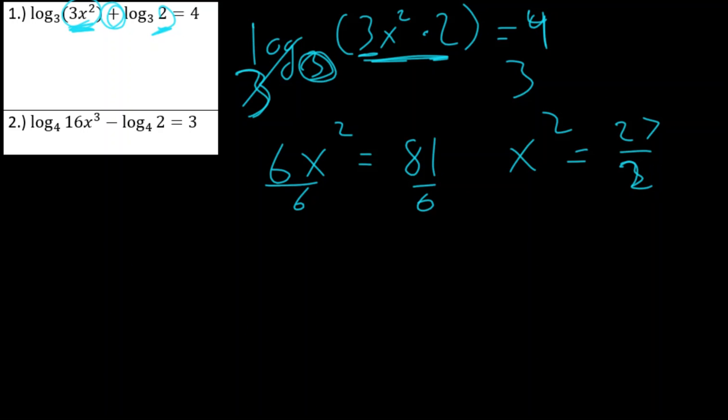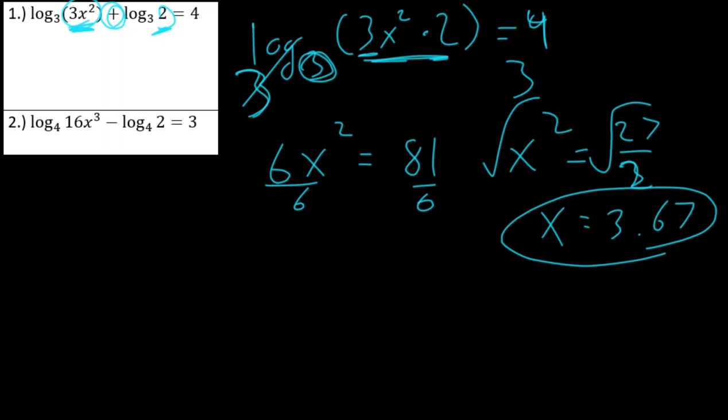27 over 2, or aka, you could write that as 13.5. And then from there, all we want to do is take the square root of both sides, and we'll see that x equals, let me grab my calculator, 13.5, and taking the square root of that, our x value should be 3.67.